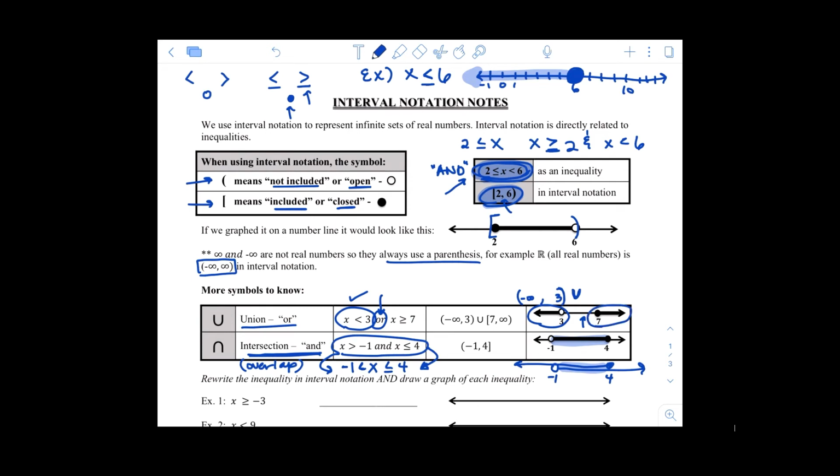For the second portion of your graph, you would have a bracket with the 7, because you have a closed circle on the 7, meaning it can be included. And then all of your x's would go to positive infinity, because that shaded arrow goes on forever on the number line. And infinity always has a parentheses. That's how we got this interval notation right there. Okay, let's practice.